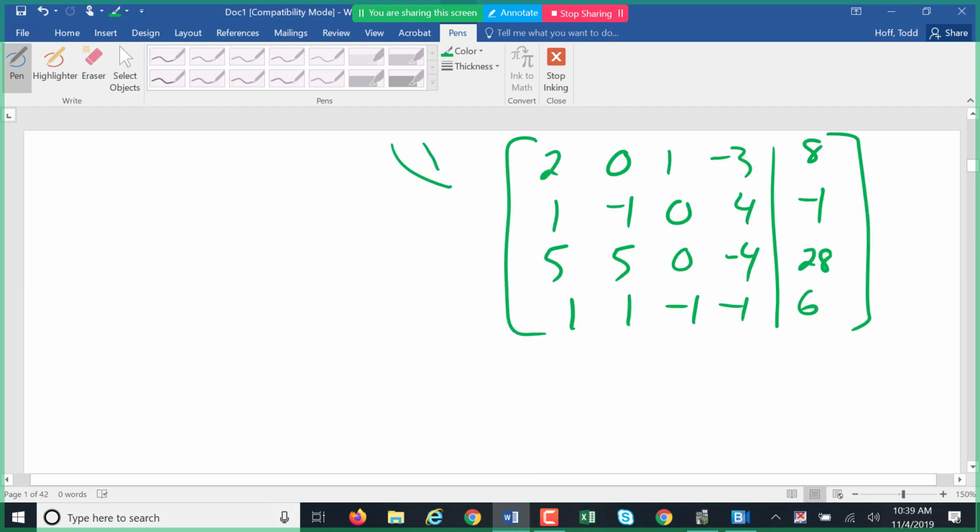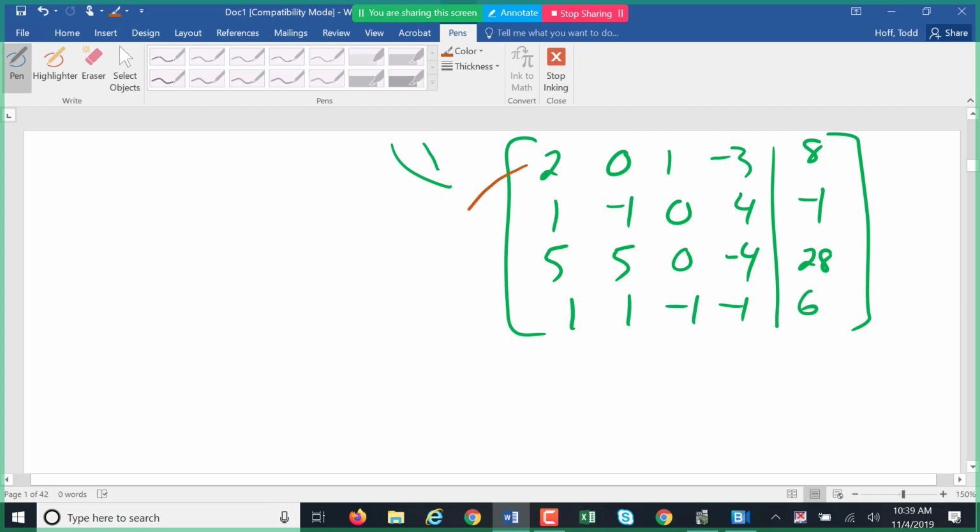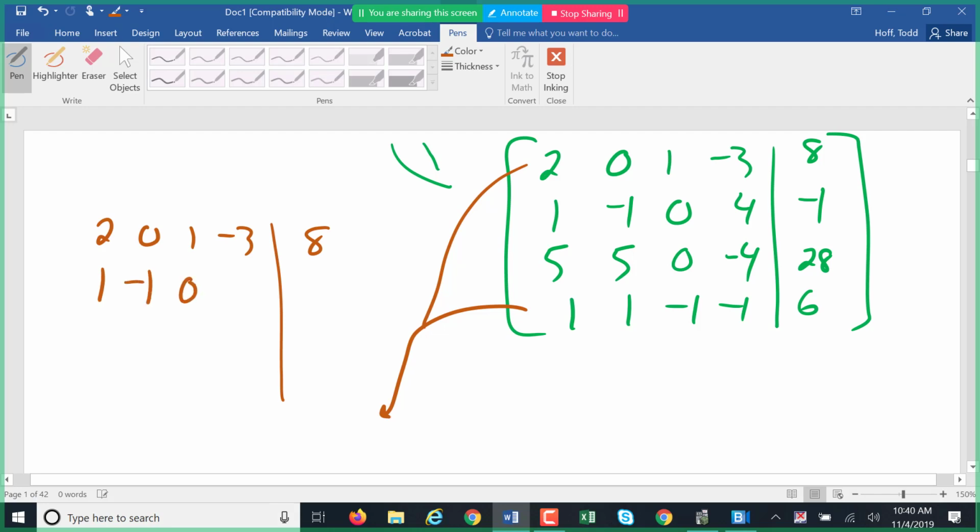So in my next step, I'm going to combine the first row and the last row, and I'm going to replace the last row with it. So my first row stays the same, 2, 0, 1, negative 3, 8. Second row stays the same, 1, negative 1, 0, 4, negative 1. Third row, 5, 5, 0, negative 4, 28.